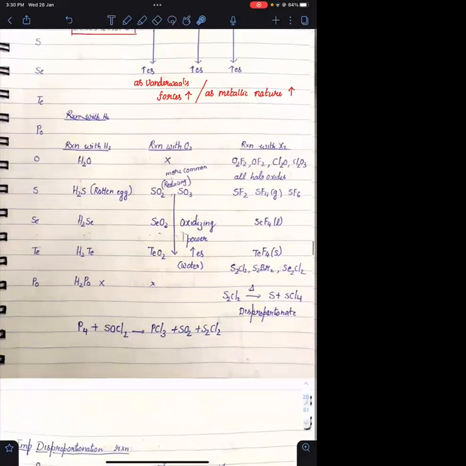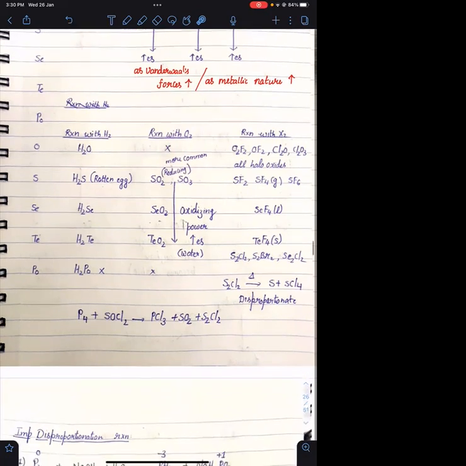Okay. Reaction with oxygen, oxygen ko oxygen ke saath reaction nahi karwayenge, no reaction. With sulfur, you can form two different oxides of sulfur, SO2 as well as SO3. With selenium and tellurium, you are forming SeO2 and TeO2. Okay, TeO2. Yahan pe aapko oxidizing power ke baare mein likha. Down the group, the oxidizing power of these oxides is increasing.